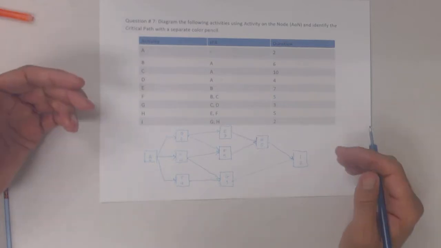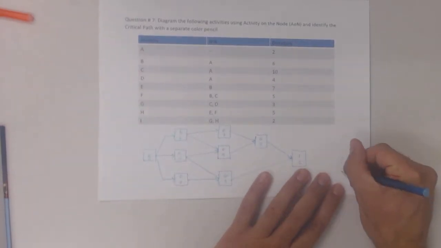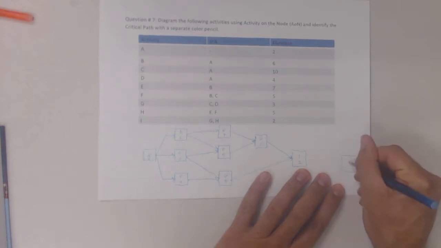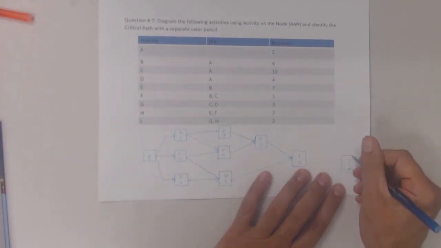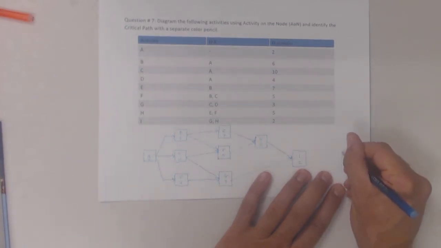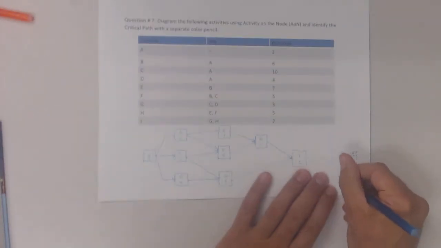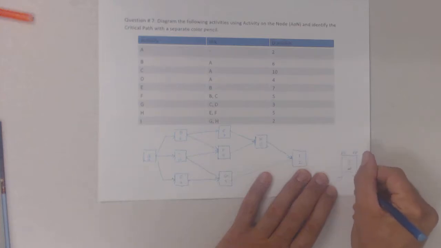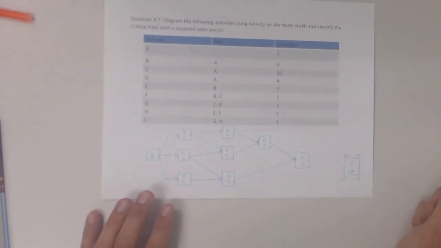The forward pass works as follows. In each and every one of these squares right here, you're going to have a random activity. It's going to have a number or day duration here. And if you look at the textbook, the convention here is the early start date goes here, the early finish date goes here, late start goes here, and the late finish goes here. So let's see if we can work our way through a forward pass, maybe understand some of the logic.